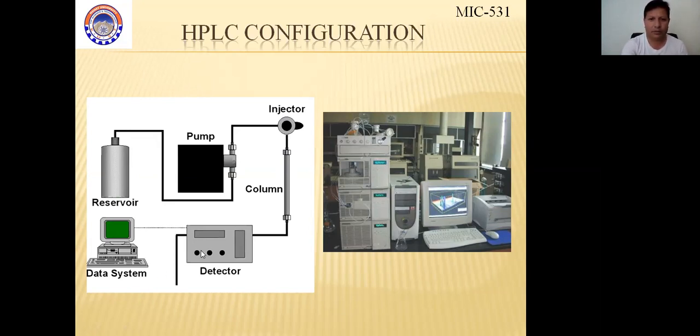Here the detector will detect that this type of molecule has passed, and it will give a graph on a screen. When small molecules are detected by the detector, it shows them on the screen as a peak. Then another molecule comes from the column, the detector detects it and makes a peak according to its concentration.